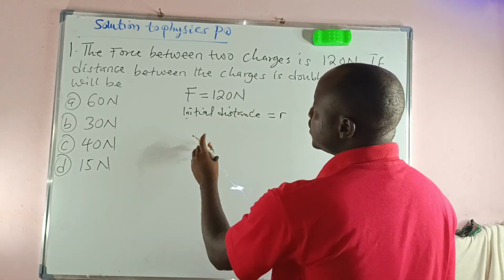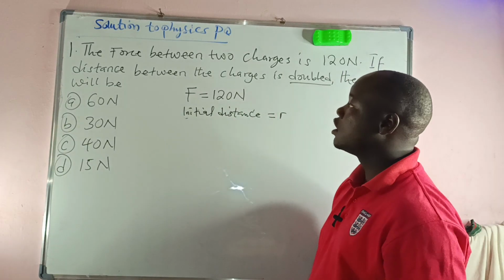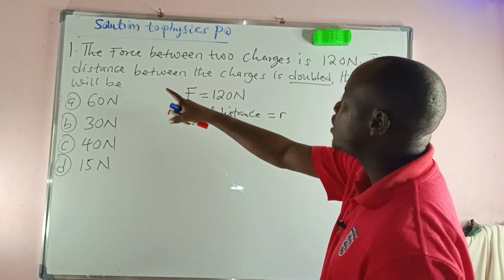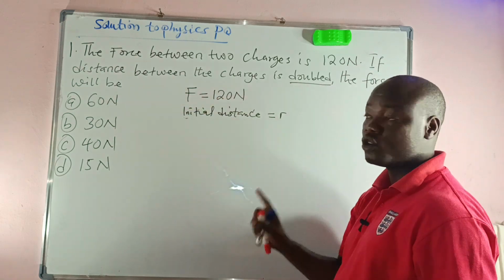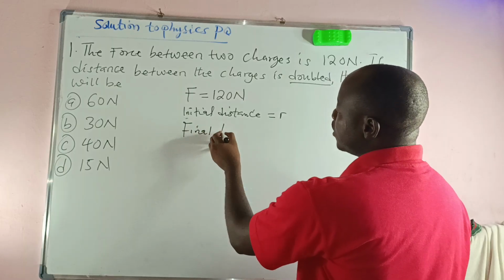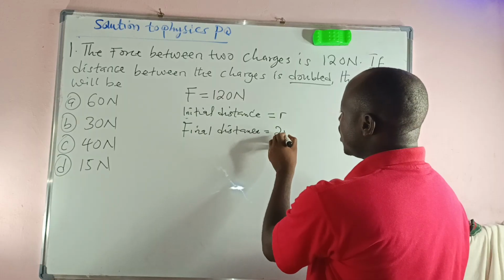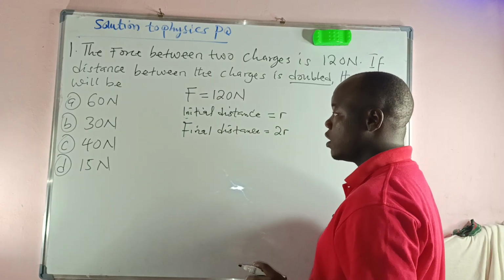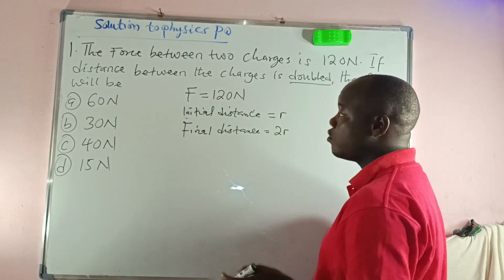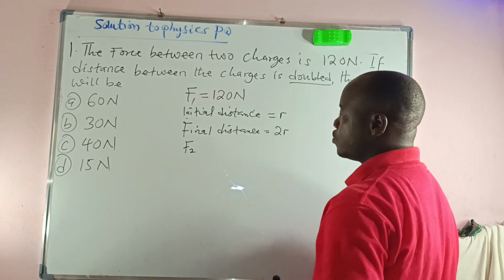And then the final distance, because from the question we see that the distance is doubled. That is, if the distance between the two charges is doubled, it means that the final distance is going to be 2r. So therefore, at this point, we are going to have F1 and F2.